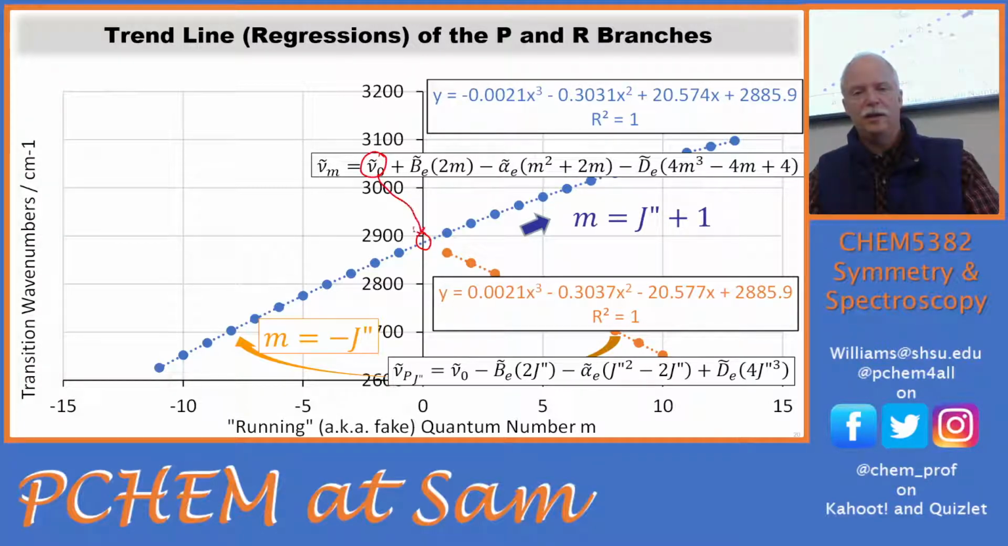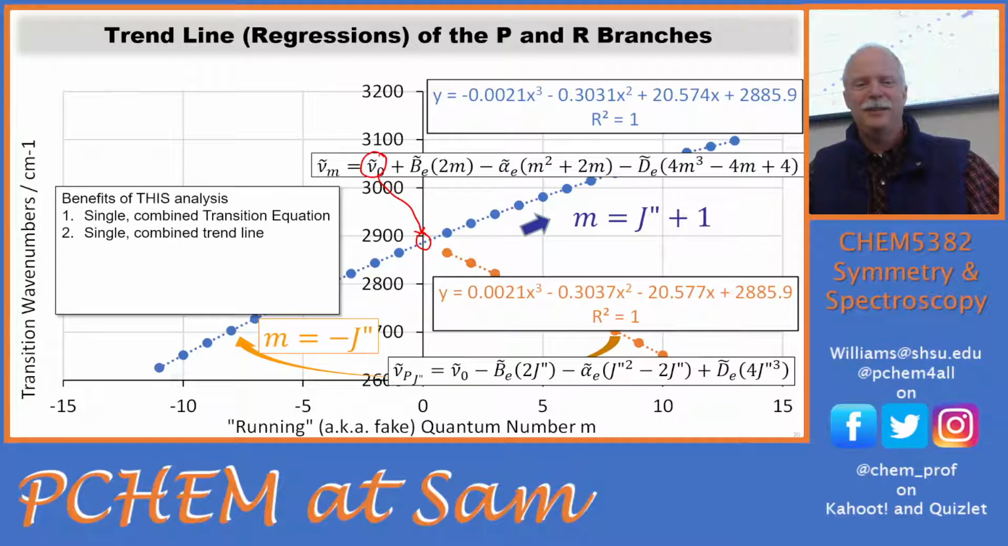So that M is J plus 1 is for the P branch? No, that's the R branch. The R branch slides over 1 quantum unit, and then the P branch goes to the negative side so that we can get one linear regression with negative values and positive values, and the intercept where it crosses 0 is the vibrational frequency. So that's our M value. We call it the running quantum number, but it still has the word quantum number in it, and I don't like that because it's really not a quantum number because we have these negative quantum numbers. So what I end up calling it is the fake quantum number. It's really just because we want to do the regression analysis.